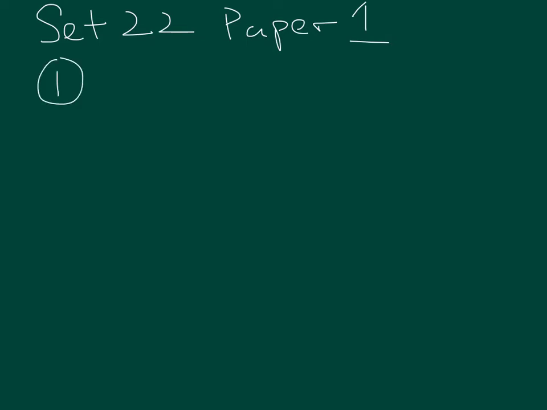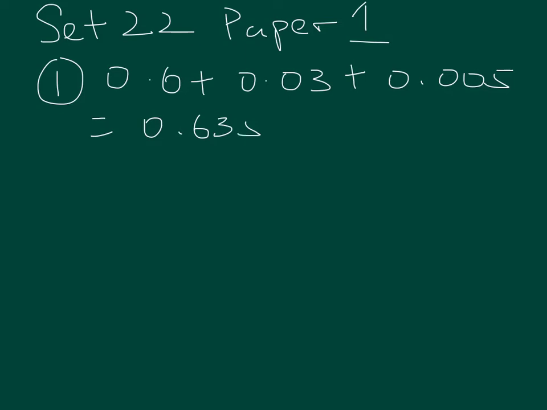First question, what is the sum of 6/10? And that will be 0.6, 300 plus 0.03, and 5,000 plus 0.005. My final answer will be 0.635, and question 1 answer is option 3. Let's look at question 2.